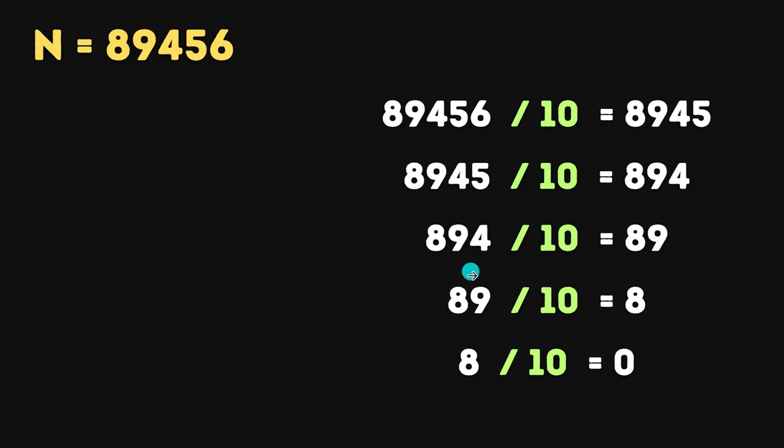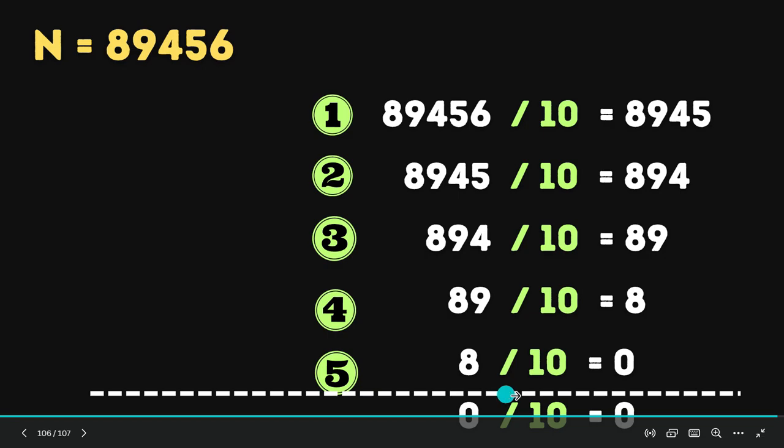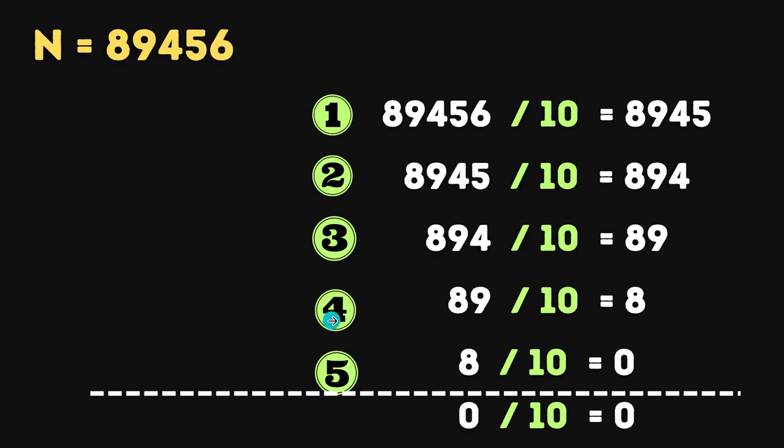The number of times you are able to divide the number by 10 is equal to the number of digits. I can divide this 89456 by 10 five times. After the fifth time I got 0, and if I try dividing 0 by 10, I'll get 0 always. So I can divide this number by 10 five times, and that is equal to the number of digits. If a number is divided by 10 three times, then how many digits are there in the number? Three digits. Okay, so this is the logic.